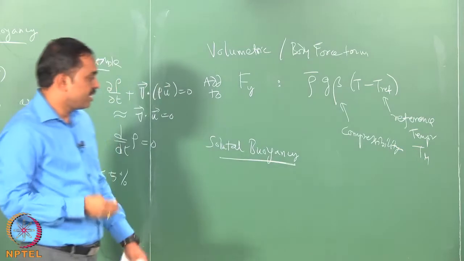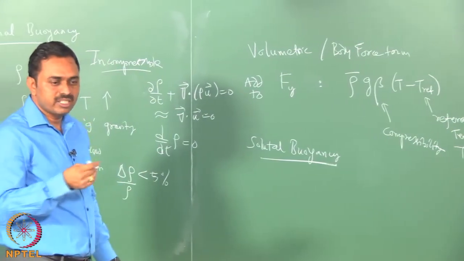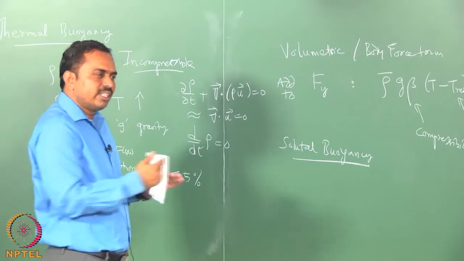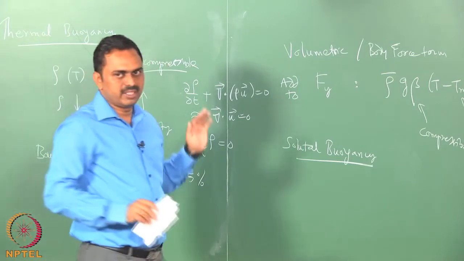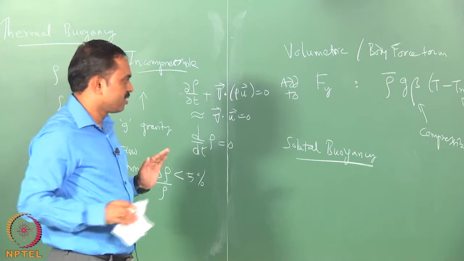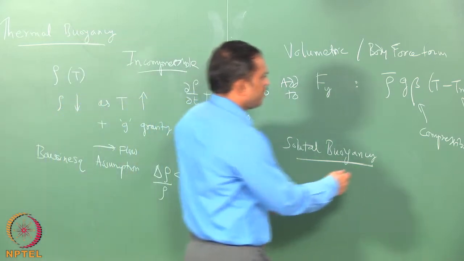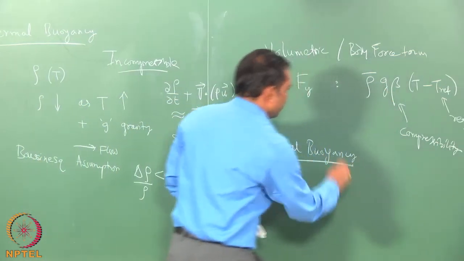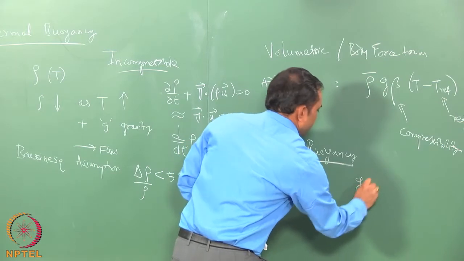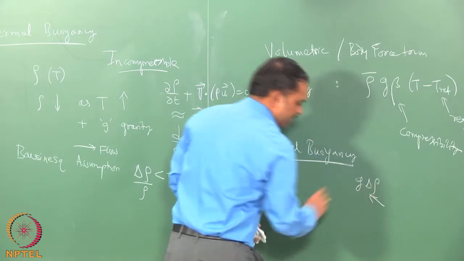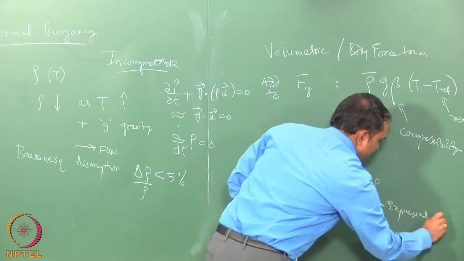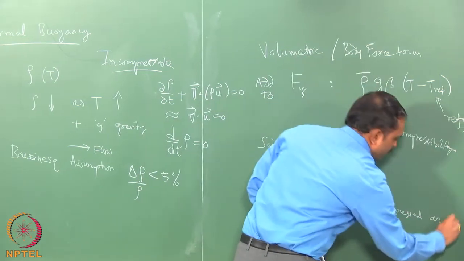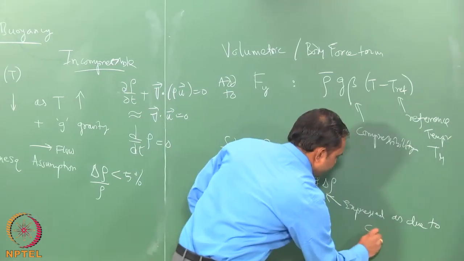The density changes are because of solute or concentration differences and not the temperature differences, and that is what distinguishes solutal buoyancy from thermal buoyancy. Other than that there is no other difference. And what does it mean? It means that this is going to be expressed as due to concentration differences.